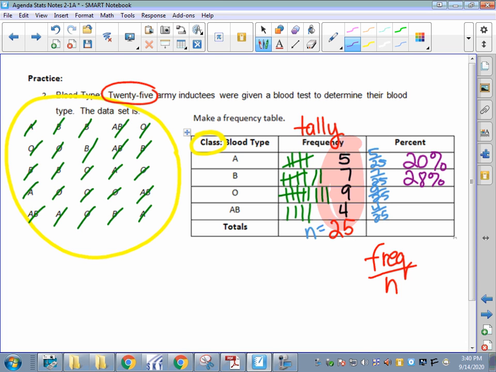Feel free to hit pause and go ahead and do the math. Make sure you know where these numbers are coming from. I think when I wrote them out, that kind of made sense.